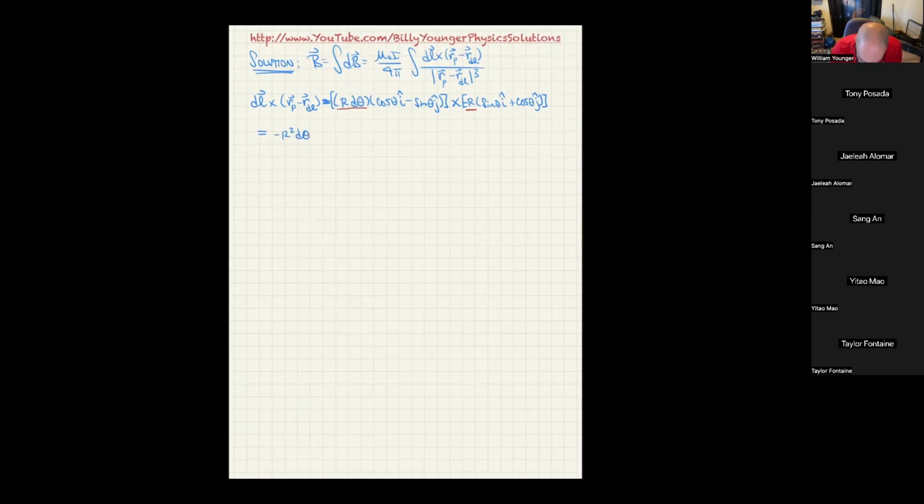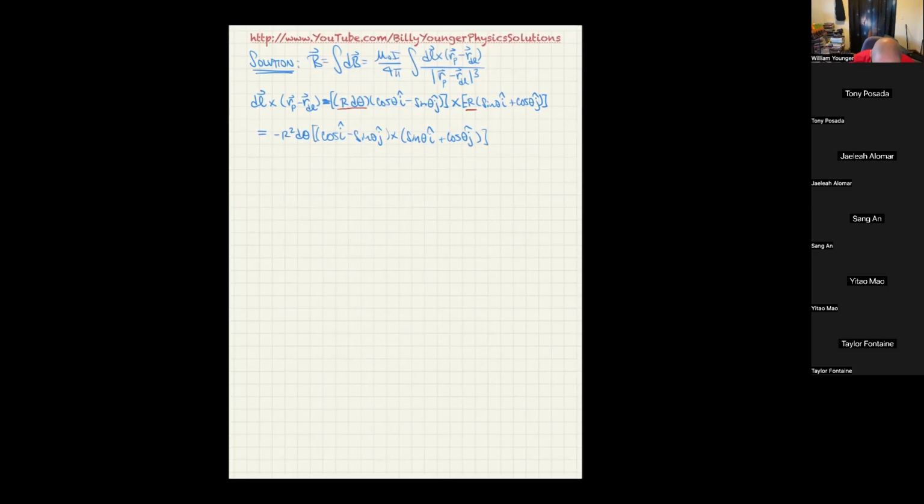And now I'm going to write, let's do it like this. It'll be cosine theta i hat minus sine theta j hat, crossed with sine theta i hat plus cosine theta j hat, like that. And I'll just put this here.